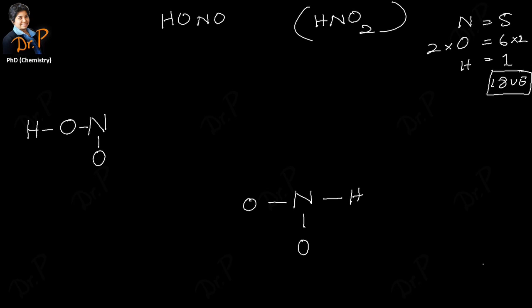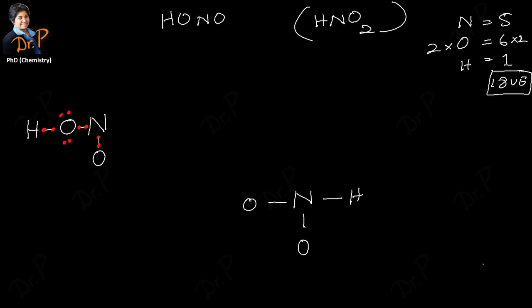I'm going to place my electrons: 1, 2, 3, 4. I need to complete the octet for oxygen, so I'm going to place 2 lone pairs. So I've used 4 electrons. Now 5, 6, 7, 8. I've used 8 electrons from the 18 that's available for me. I'm going to put 9, 10. I know that oxygen always goes for 8 electrons.